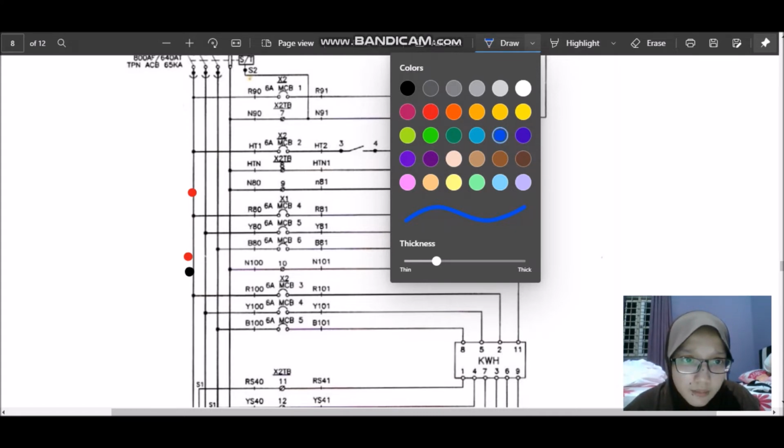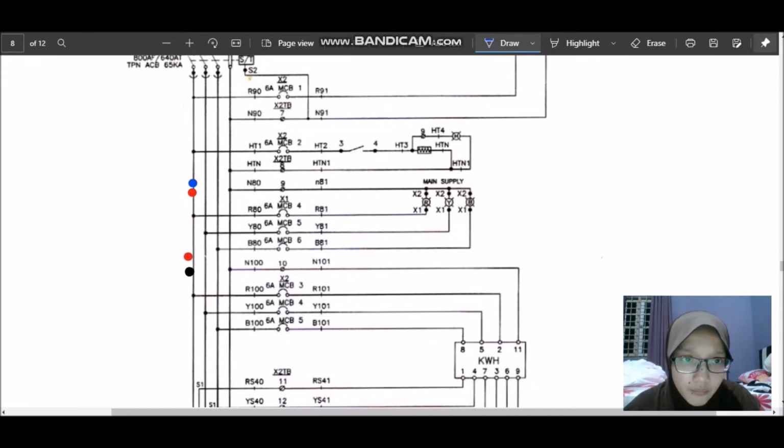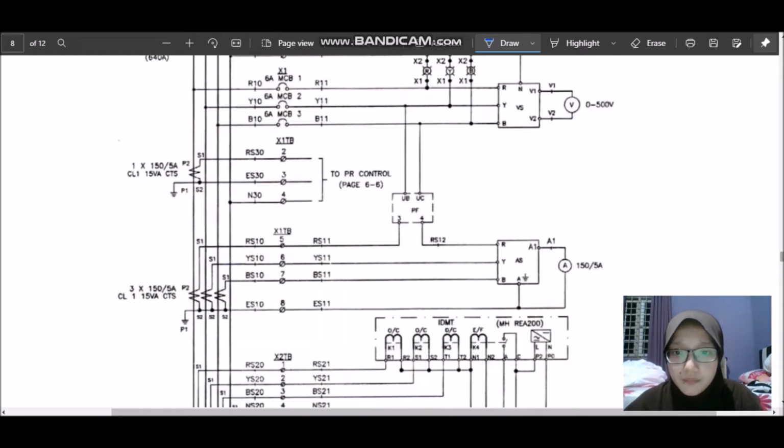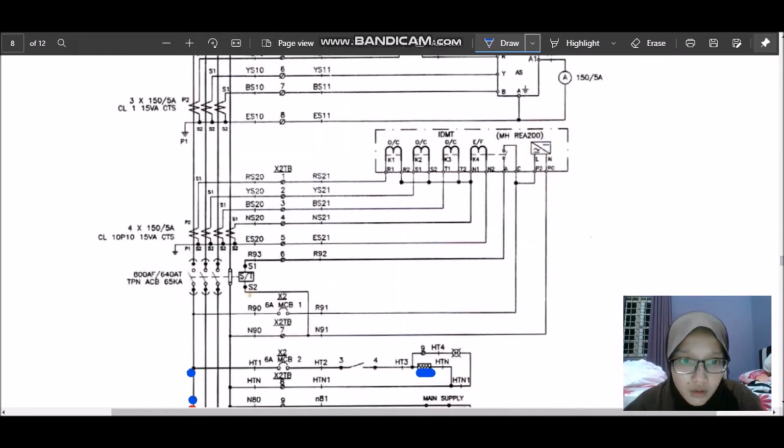In here, this is our heater, and also MCB to switch to heater. In Malaysia it is not useful. Okay, sorry. Next for the fourth layer.